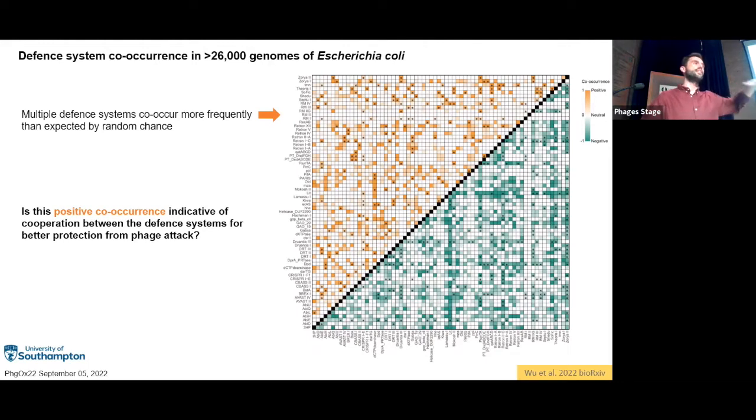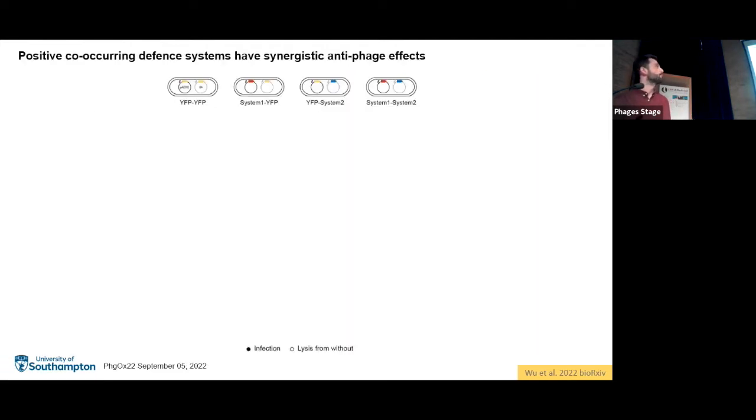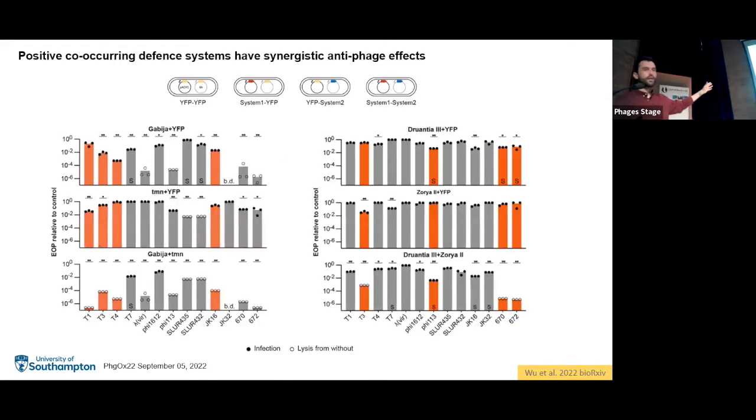In orange, you see these positive co-occurrences when compared to random chance, of having certain defense systems present in one strain. For that, we designed a very elegant system where we had a 2-plasmid system that allows us to have a control plasmid and 1 defense system, or 2 defense systems at the same time. And this is what I'm going to try to show you: you have 1 defense system on top with a YFP protein control being expressed at the same time.